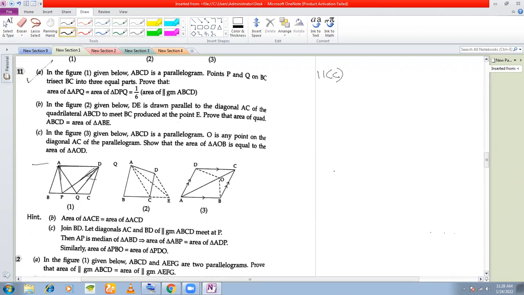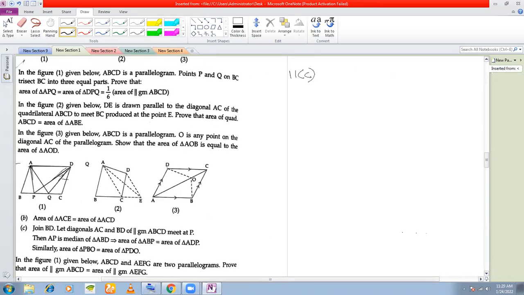Show that the area of triangle AOB. That means you need to show that the area of this triangle here is equal to the area of triangle AOD, which is equal to the area of this triangle here. Right? Now how will you show this? First of all, you start by saying join BD. Join the other diagonal. So what I do here is, with the help of a straight line, I join B and D, right? Then I call this point P.